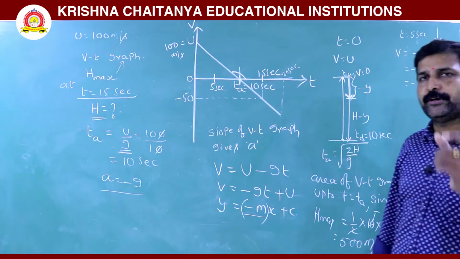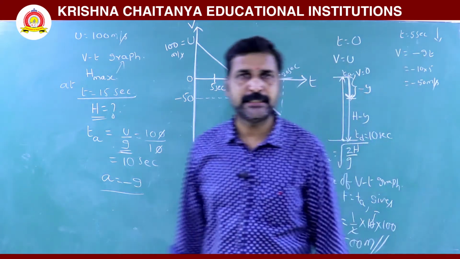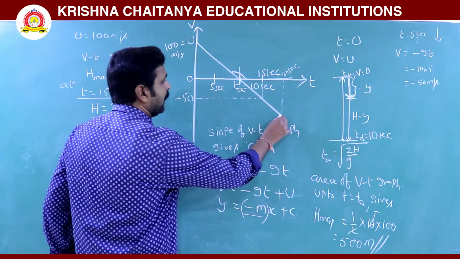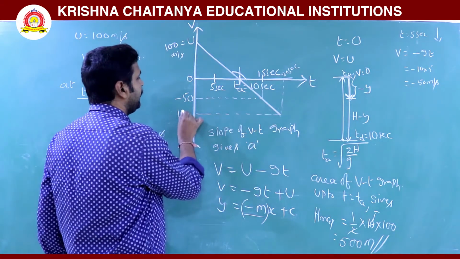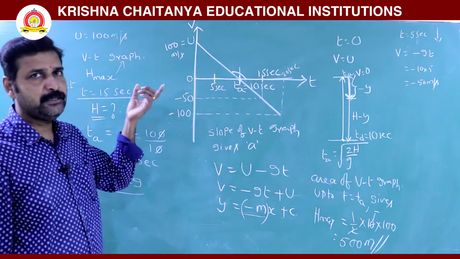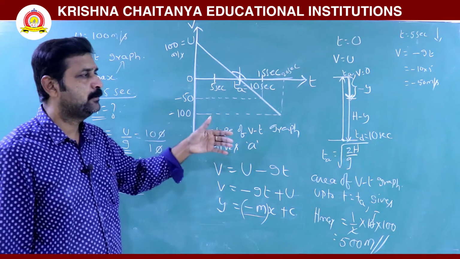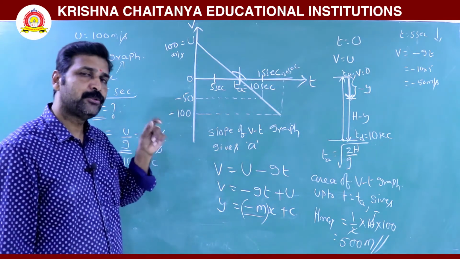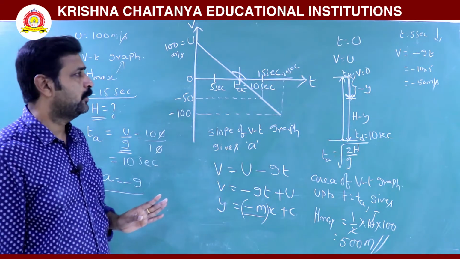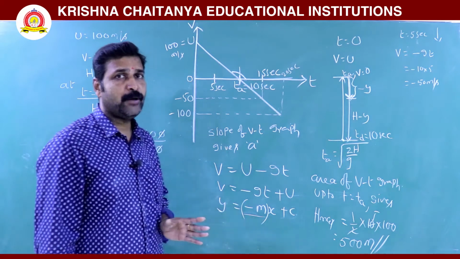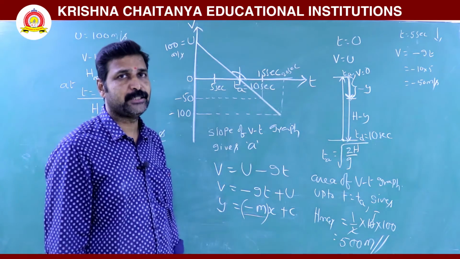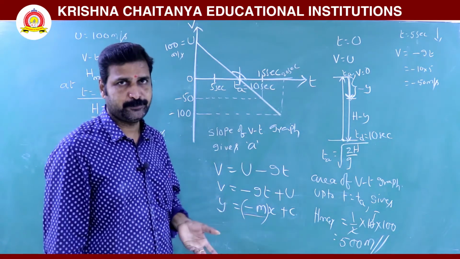What we know: for a projected point, the velocity of projection is equal to the velocity on reaching the same point. That means here after 20 seconds you will get the same velocity but in the negative direction. When it is projected with 100 meters per second from the ground, and again when it reaches the ground it should have the same 100 meters per second but in the downward direction. So, negative. Okay. So now you are asked to find, during these 15 seconds, the maximum height. So, that is displacement.